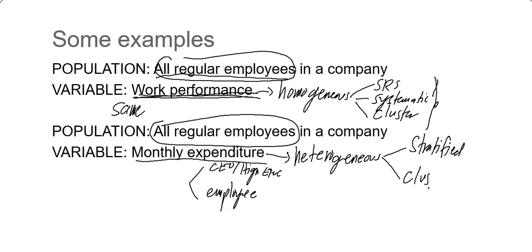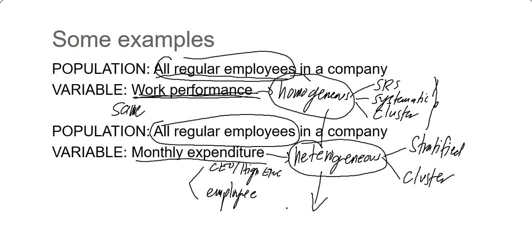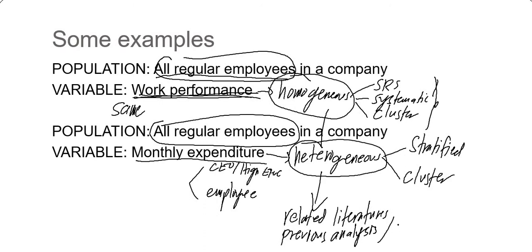Now, please do take note that the classification whether the data is homogeneous or heterogeneous is based on related literatures, previous analysis, or secondary data that you might be able to access depending on the company or depending on the population that you have.